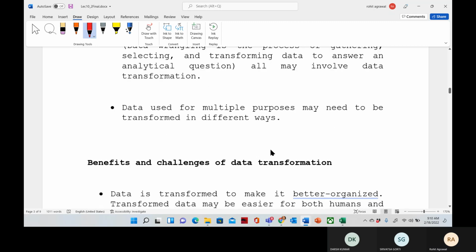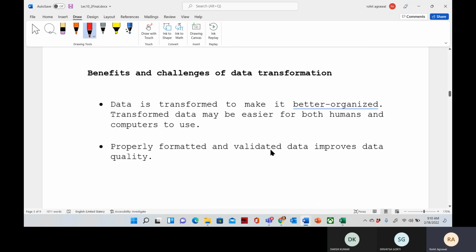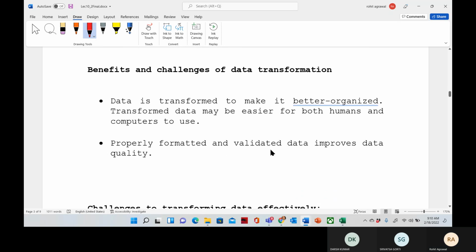Now, what are the benefits and challenges of data transformation? A benefit is better organization, or sometimes you need to extract important features itself. For example, I used a discrete cosine transformation, and after the transformation I performed something, so I was extracting some important features. Data transformation is used for better organization of the data. It is useful for both humans and computers, and properly formatted data also improves the quality of our machine learning model. So these are the benefits.